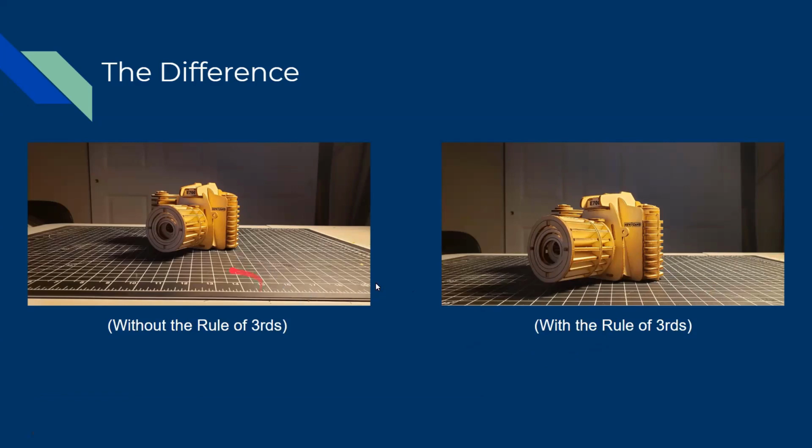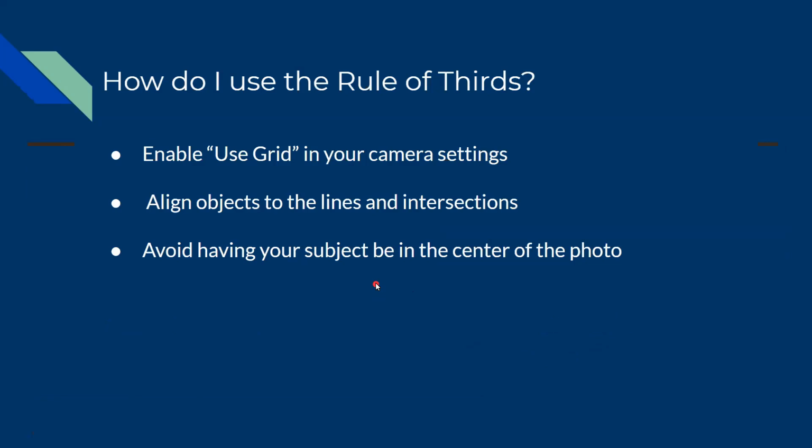So how can you use the rule of thirds? Well, first and foremost, you actually have the benefit of being able to turn it on your phone. For most phones, if it's iPhone or Android, if you go up into the top, I believe it's top left corner, there should be a gear there. If you go ahead and tap on that gear, that'll take you to the settings for your camera. Now, if you scroll down in your settings and find something that says use grid, and then turn that on, once you go back into the camera, there should be an overlay for the rule of thirds on your phone.